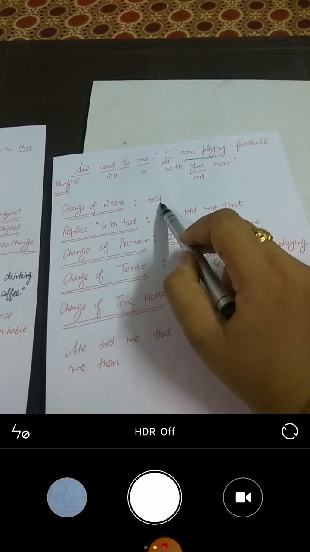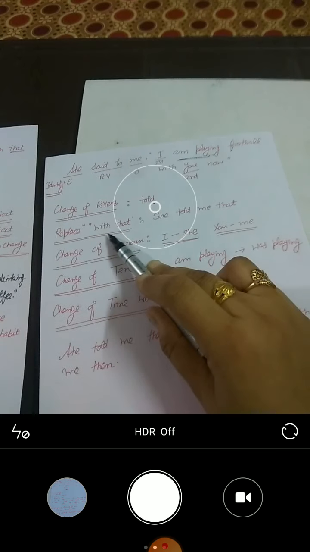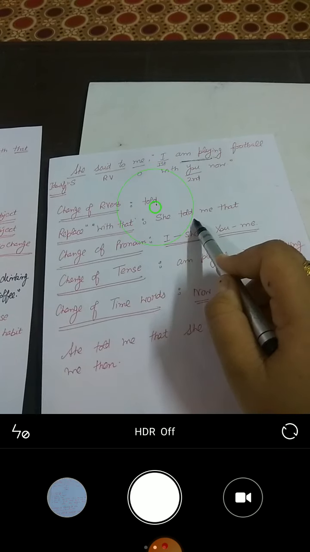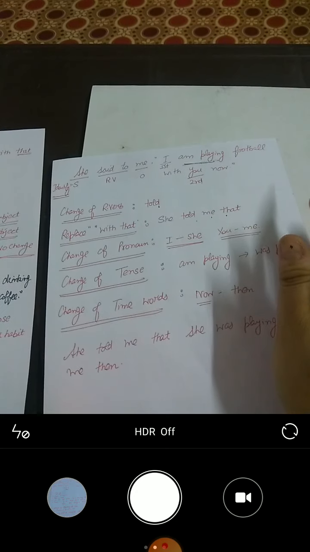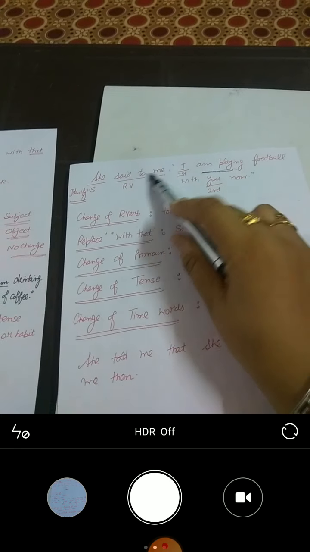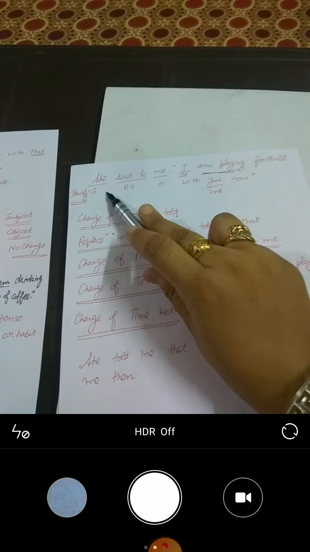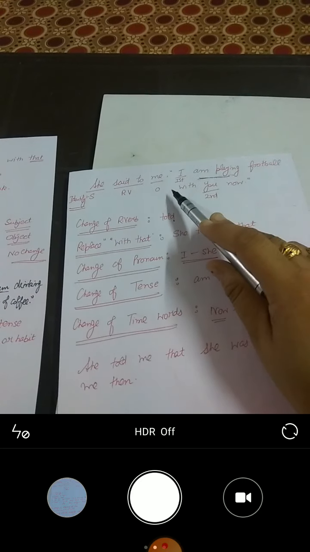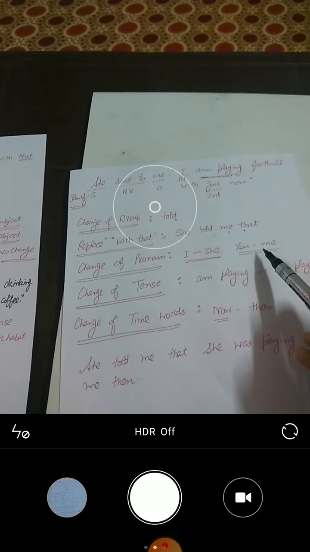Said to will be converted into told. Then replacing the inverted commas with that. So it will become she told me that. We have solved up to this. Now change of pronoun. I have told you the first person will be changed according to the subject. So here it will become she. And the second person will change according to the object. So it will become me.